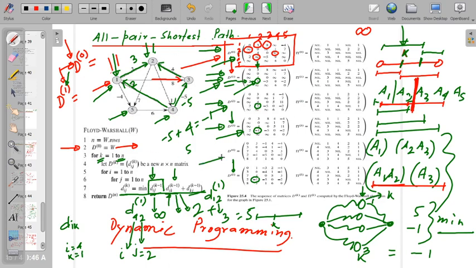You complete the other tables and all these entries. These are the parent pointers that I am not discussing. You go through it. May not be necessary for the exam, so you can omit this. But if you are inquisitive, you can go through how we are maintaining this parent pointer. Okay, so this is the all pair shortest path.